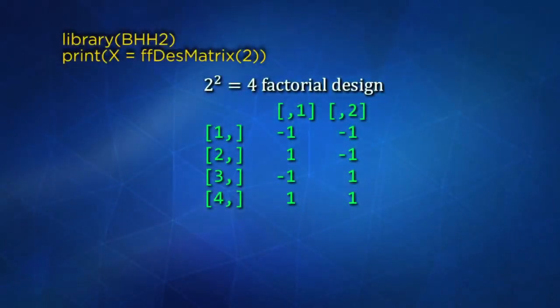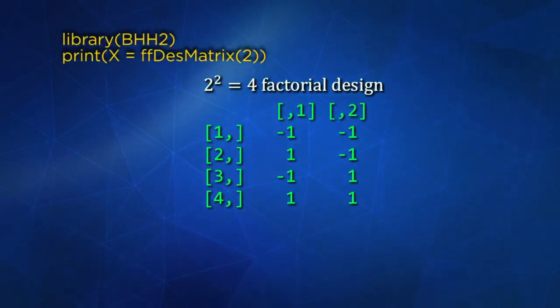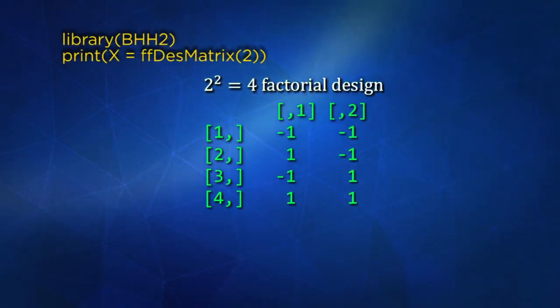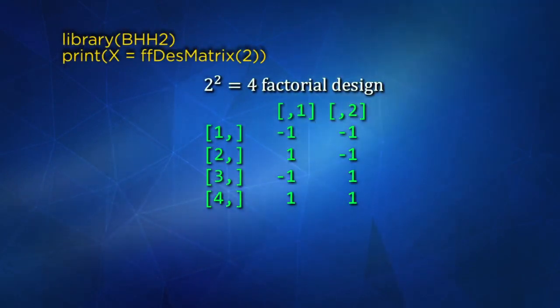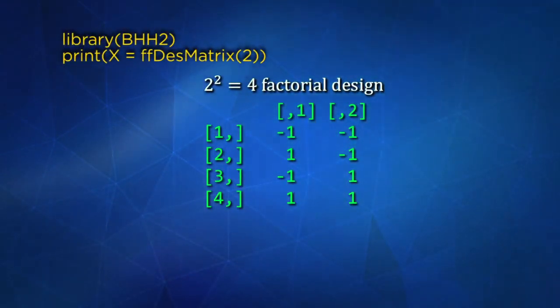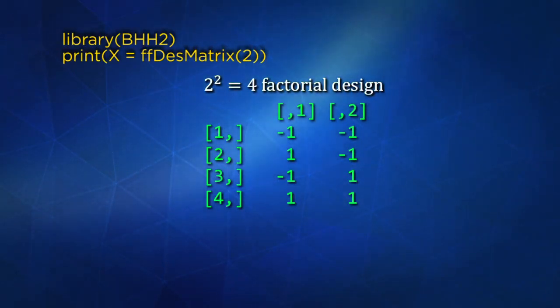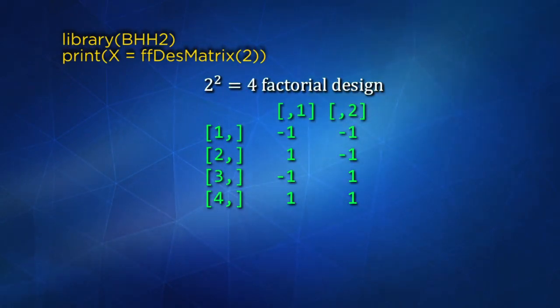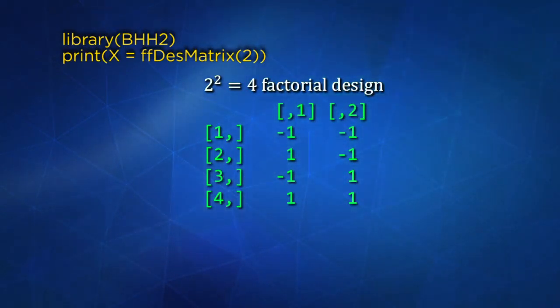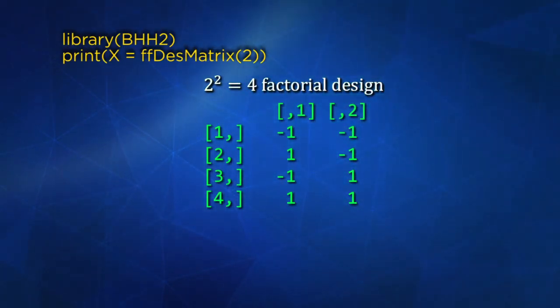Notice here, here's our 4 factorial design that we already came up with. So low and low for the first row, and then high low for the second row, low high for the third row, and high high for the fourth row. So here -1 tells us that the factor should be low, 1 tells us that the factor should be high. And notice that R gives you all of those possible combinations.